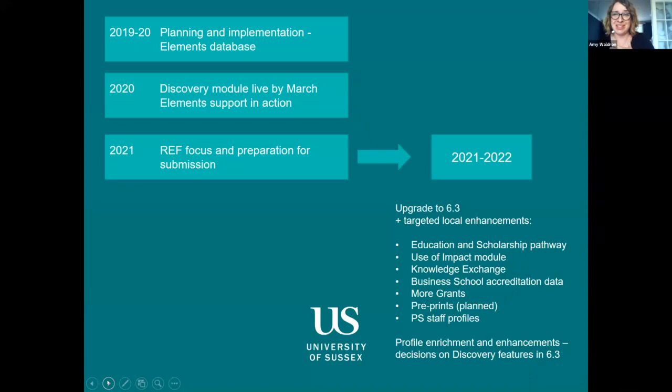So my role is actually Digital Development Manager for the library. So I was responsible for the implementation project of Elements. So during 2019-20, we were really planning and implementing the Elements database side of things.